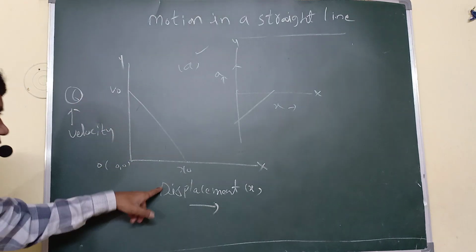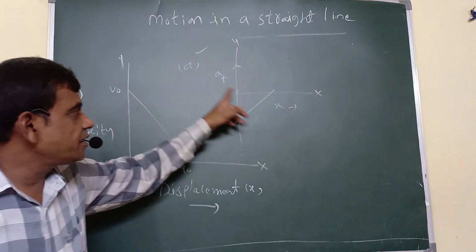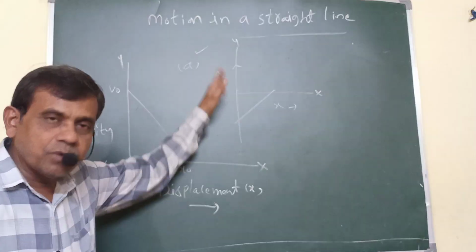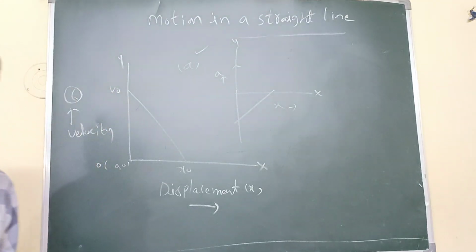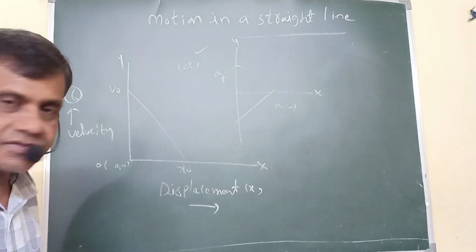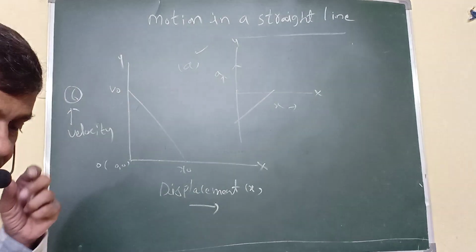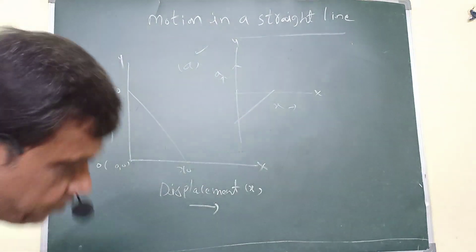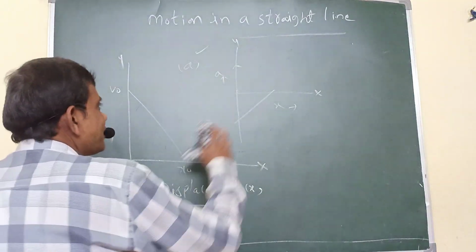Velocity-displacement, this graph; acceleration-displacement, this graph. Both of these belong to the same motion of the particle. That is the answer. That is the concept. So how is it, we are verifying once. Before that, you go to one straight line equation.